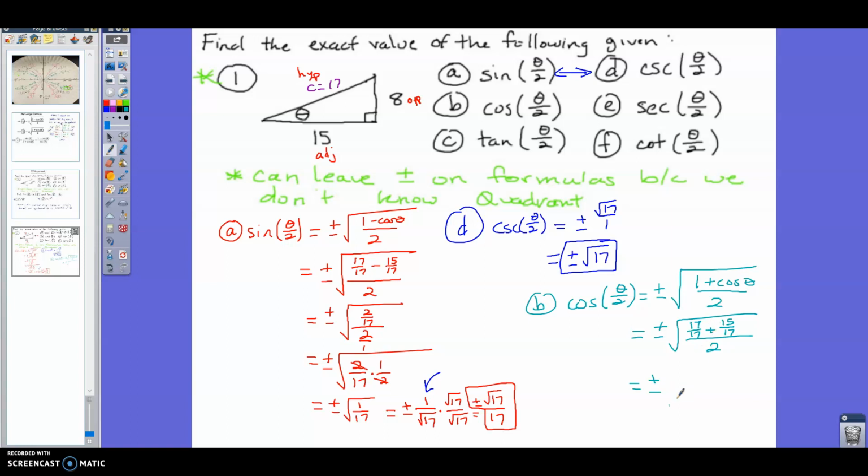Oops, that should be a plus. Okay, so now we're going to add these two. So we end up with 17 plus 15, which is 32 over 17, and then that's all over 2 over 1. So we keep, change, flip.